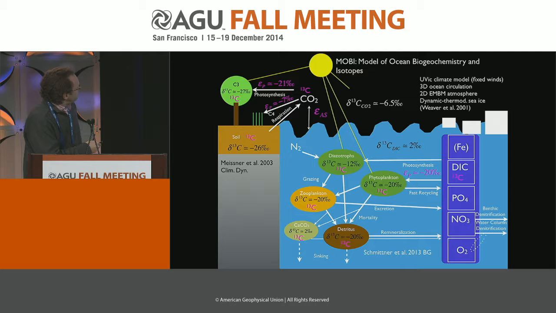It has a very simple atmospheric model, which is just a one-layer, two-dimensional energy-moisture balance model, and that allows us very long-term millennial timescale simulations. One thing that is important to note here: all the simulations, the results that I'm showing you today from the model, use fixed, prescribed modern winds. So there are no changes in winds, okay? And the ocean circulation is a reasonably good three-dimensional general circulation model, and it includes dynamic thermodynamic sea ice.